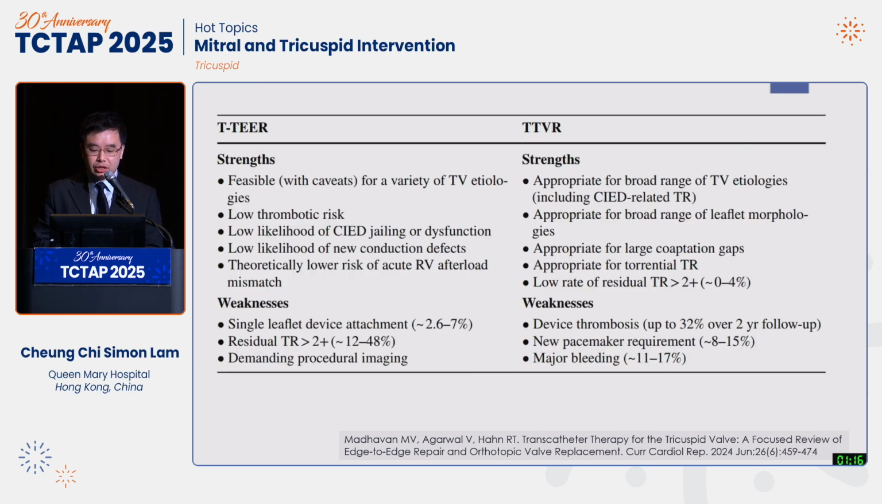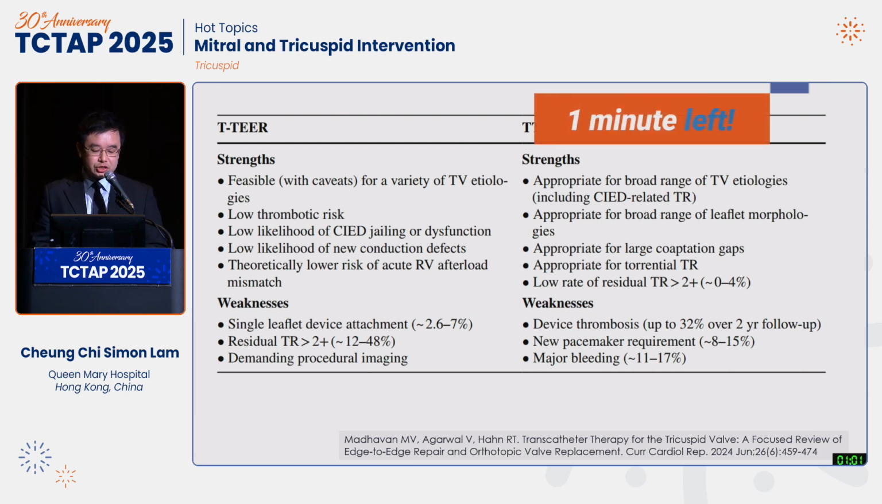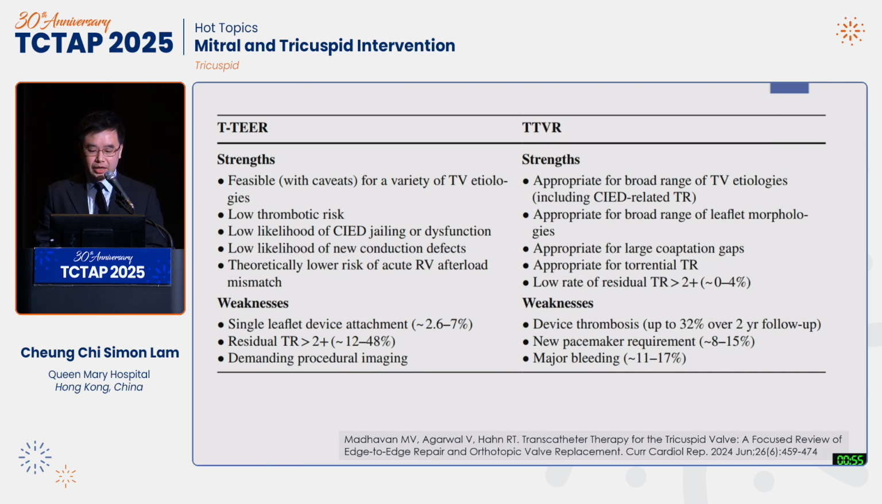So there are strengths and weaknesses for TEER and TTVR. For TEER, it's flexible, it has low thrombotic risk, less chance of jailing the leads in terms of pacemakers and AICDs, and theoretically a low risk of acute RV afterload mismatch. The weakness is the chance of leaflet detachment and residual TR, which links to mortality or survival, and the demanding procedural imaging.